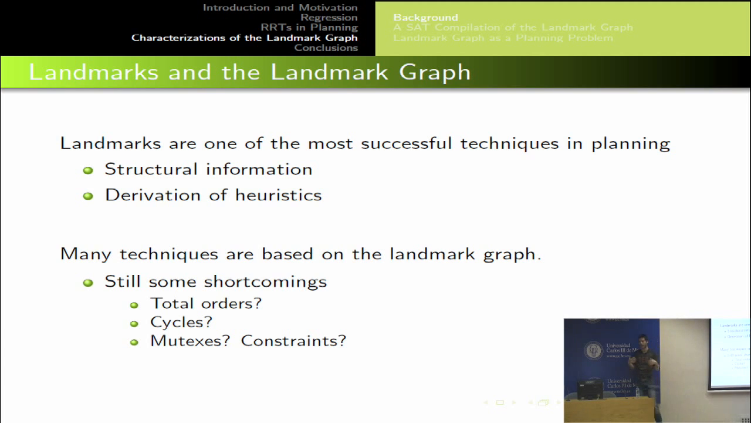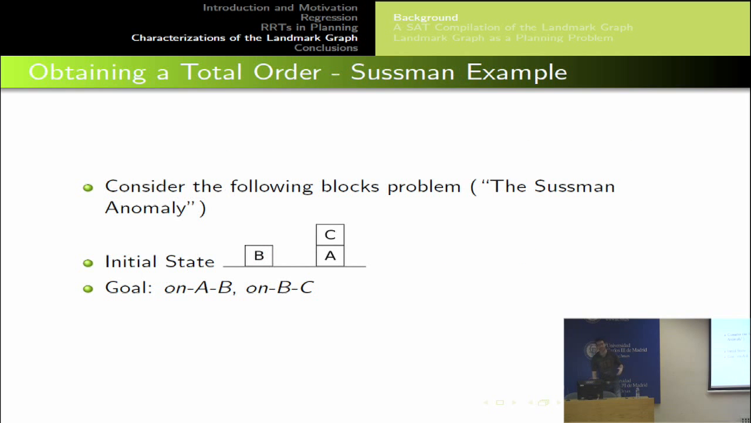So that got us wondering whether there could be a more interesting alternative, right? I'm going to highlight the problem of this landmark graph by using this small example, which is called Sussman's anomaly. This is the initial state, and we have some robotic arm here.